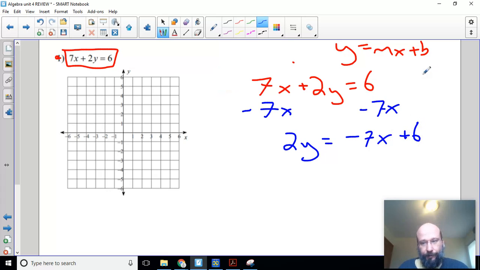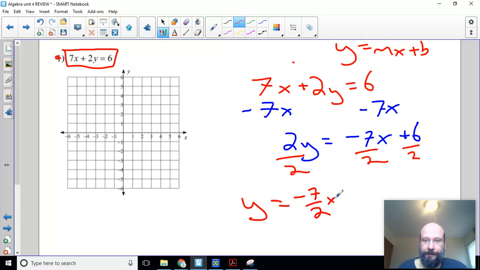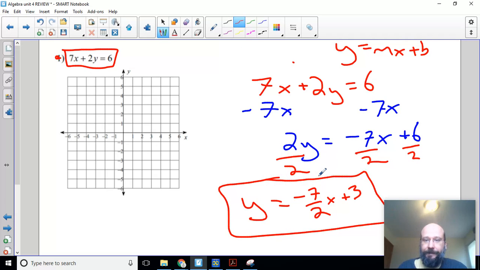After you move the x over, you divide everything by the number in front of the y, which in this case is 2. And that gives us y equals -7/2x plus 3. And now once you've done that, you can graph this. Again, we see the slope, we see the y-intercept. Our first step for graphing these is always the y-intercept, so that's 3. Our slope's a negative slope, so I'm starting here at 3 and I'm going to go to the right and down.